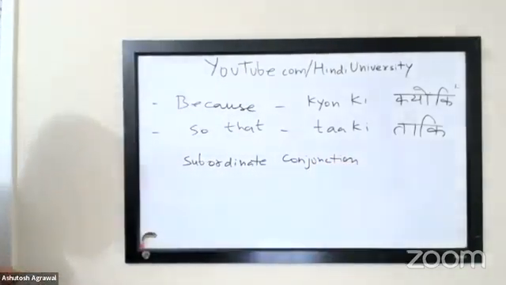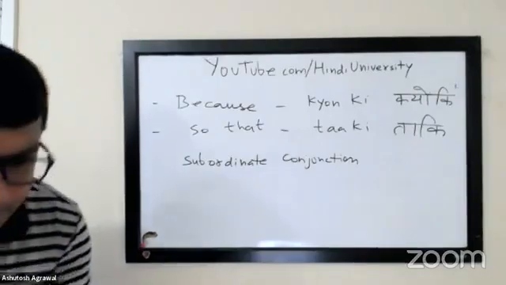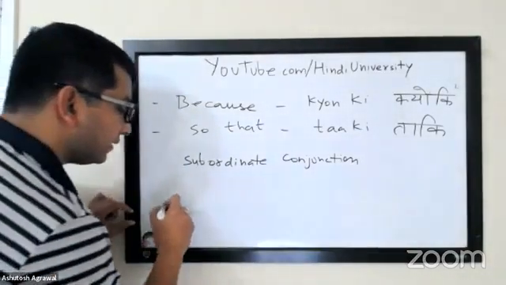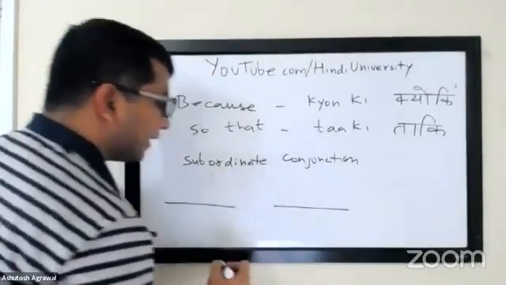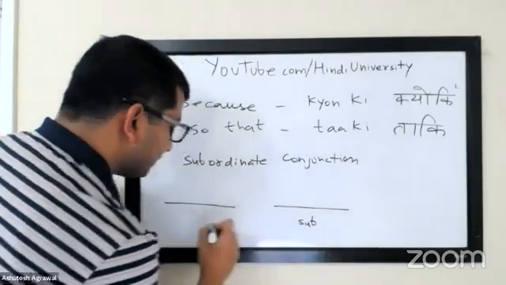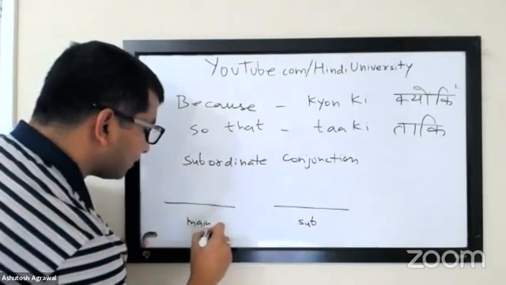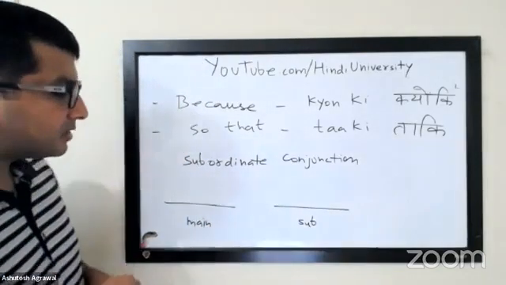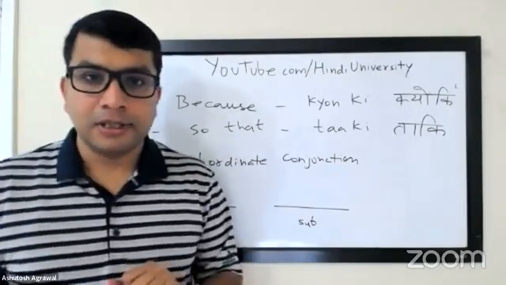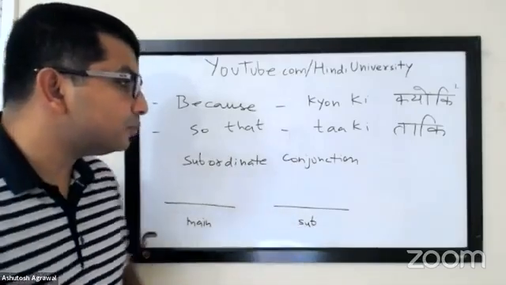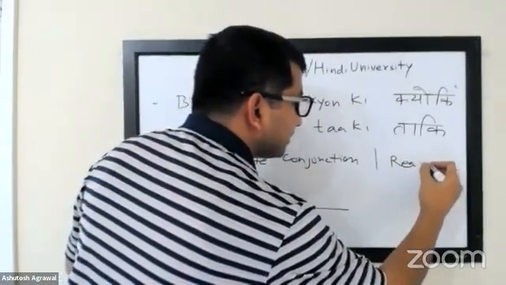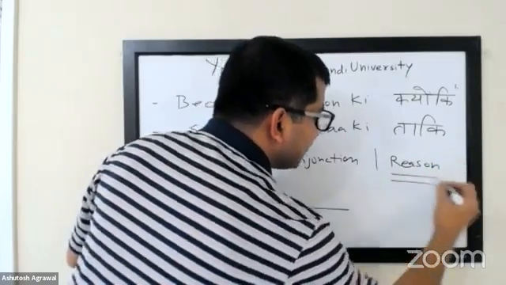Why are they called subordinate conjunction? Because they are dependent on the main clause. So imagine you have two sentences, as I said. Okay, when this is the subordinate clause and this is the main clause. And subordinate clause is primarily dependent on the main clause. In some cases it is giving you the reason. Remember this keyword, it is giving you the reason.